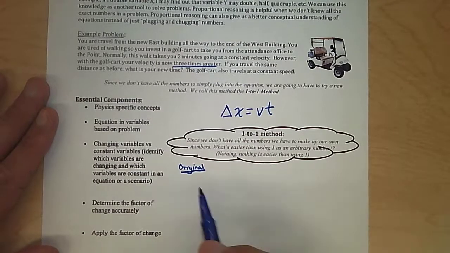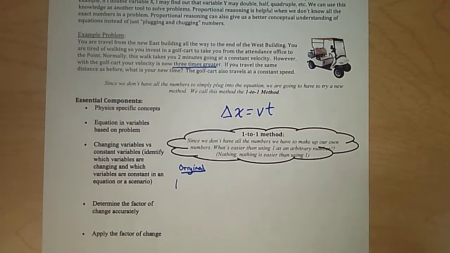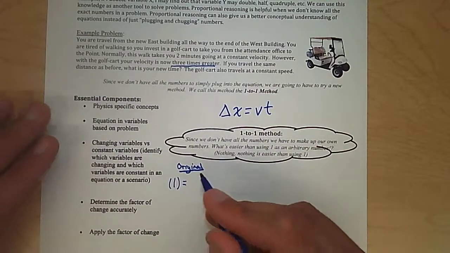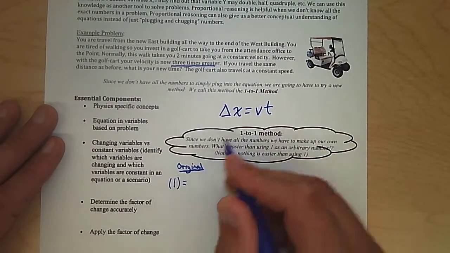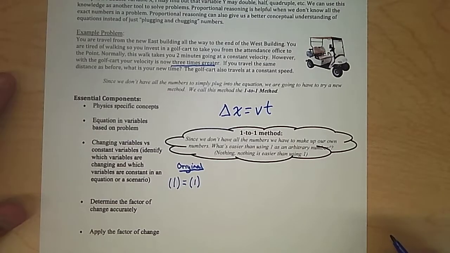In our original scenario, I'm still going to use this equation, and for the distance, I don't know the actual distance, so I'm just going to plug in 1. That's not the actual distance, but that's fine. That's the easiest arbitrary number I could use. And my velocity, I don't really know the velocity either, so I'm just going to plug in 1.